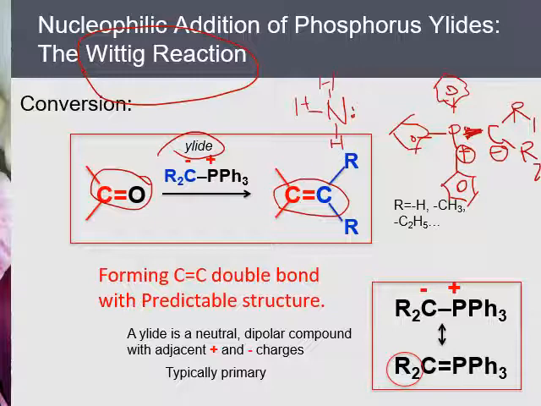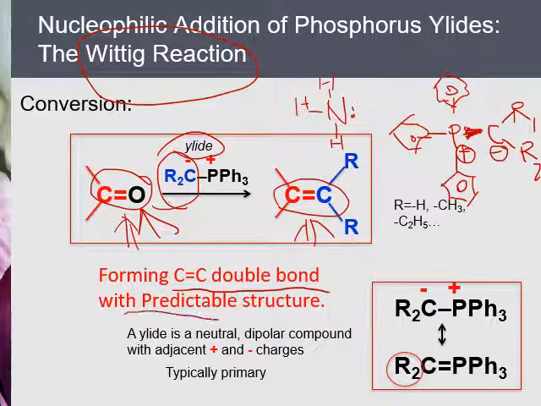ylide. When a carbonyl, ketone or aldehyde, reacts with a triphenylphosphorus ylide, this alkyl group will replace the oxygen, forming the carbon-carbon double bond. And this is a very useful reaction because it forms a C=C double bond with predictable structure.